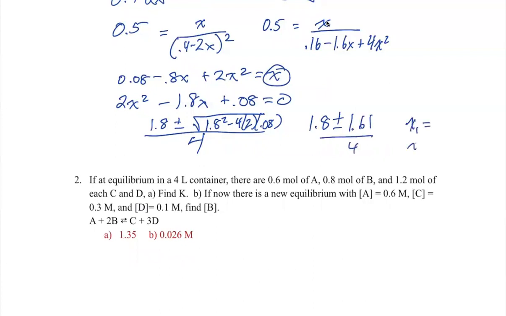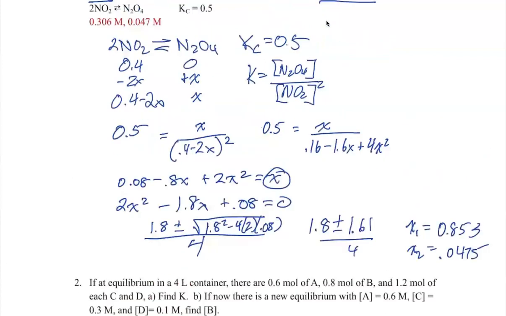I'm going to have 2 roots here. 1.8 plus 1.61, divided by 4, gives me 0.853. 1.8 minus 1.61, divided by 4, gives me 0.0475. I need to evaluate which root's correct.